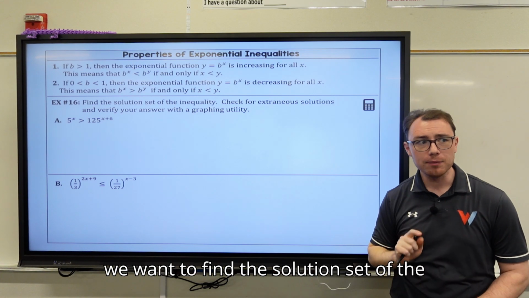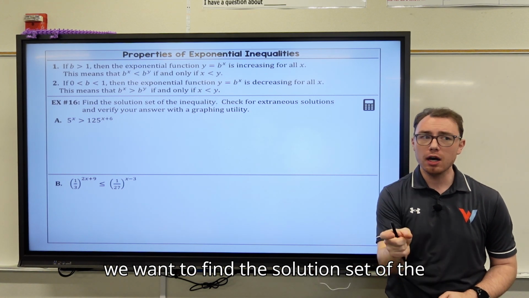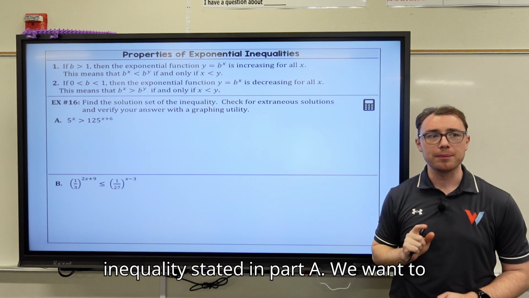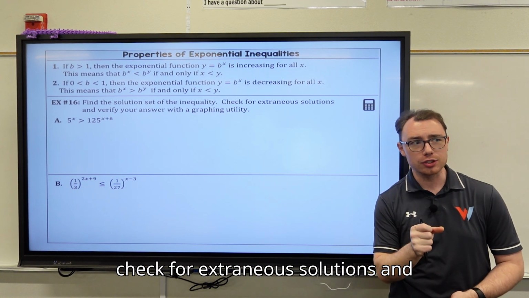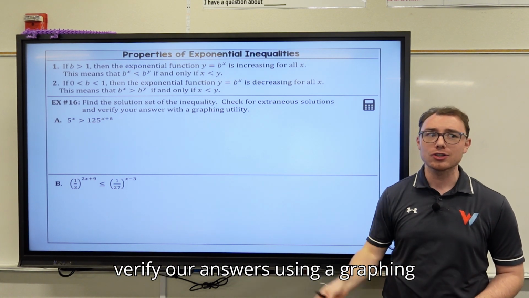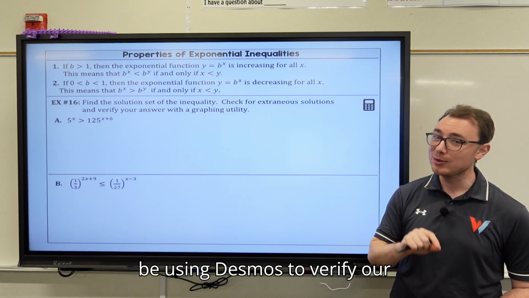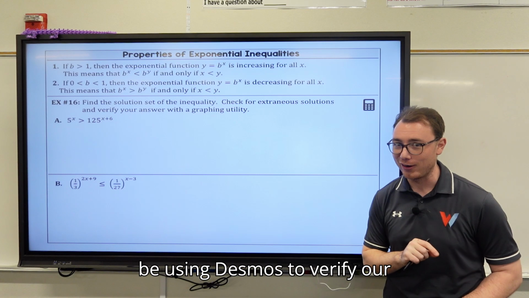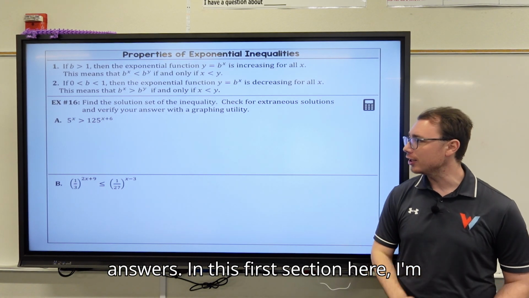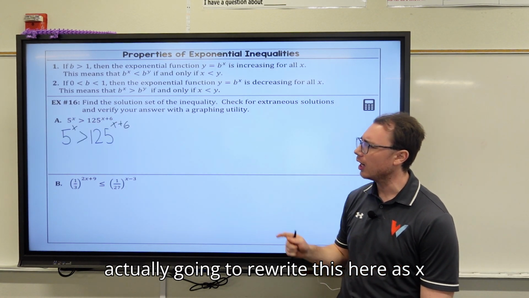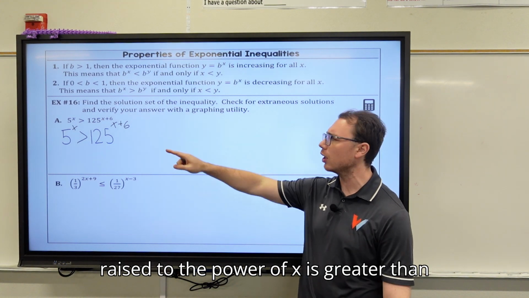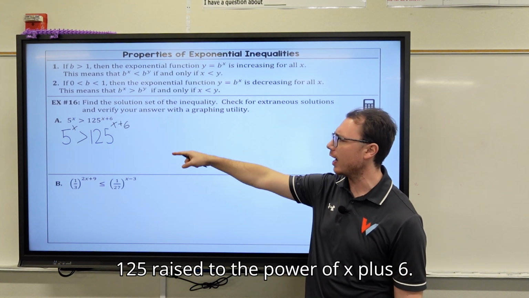First, in part A, we're going to find the solution set of the inequality stated in part A. We want to check for extraneous solutions and verify our answers using a graphing utility, in this case Desmos. In this first section, I'm actually going to rewrite this as 5 raised to the power of x is greater than 125 raised to the power of x plus 6.